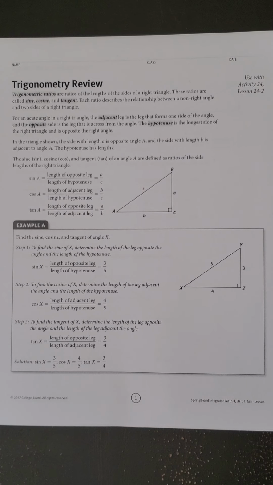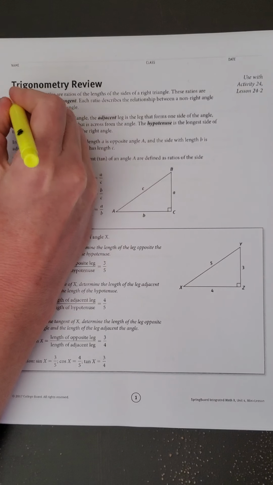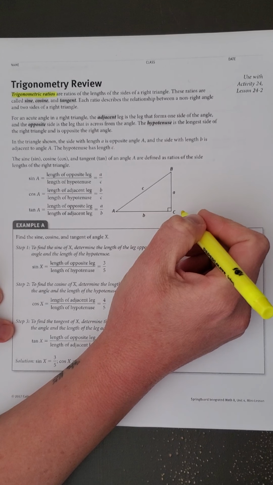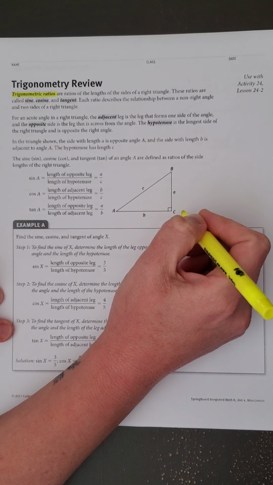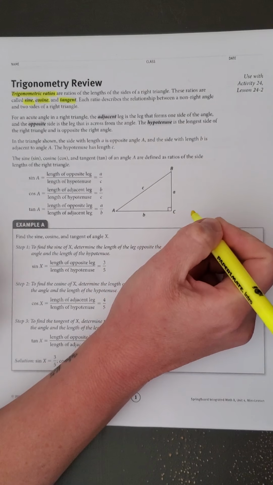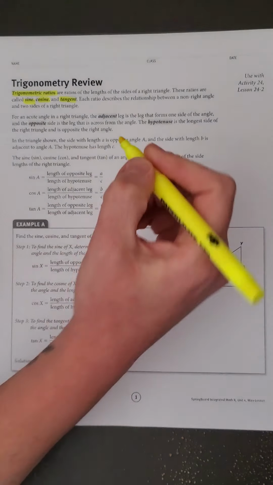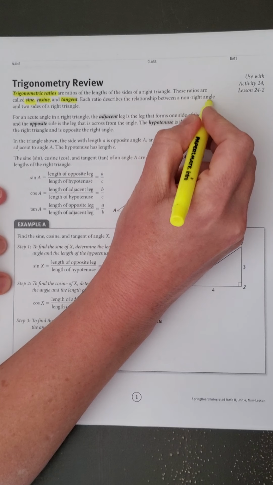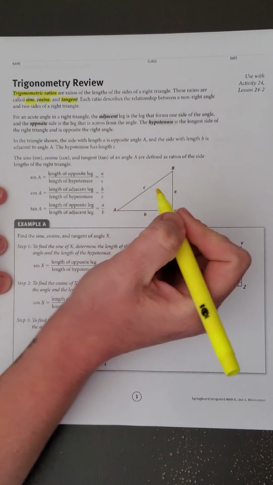So trig ratios, right? Trigonometric ratios are ratios of the lengths of the sides of a right triangle. These ratios are called sine, cosine, and tangent. Each ratio describes the relationship between a non-right angle and two sides of the right triangle.